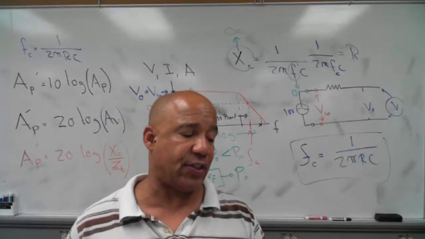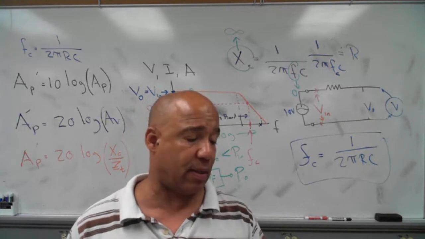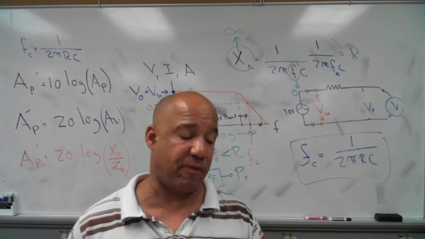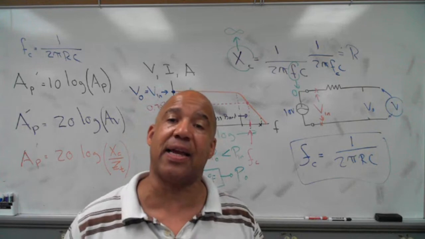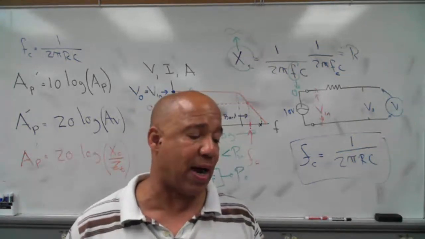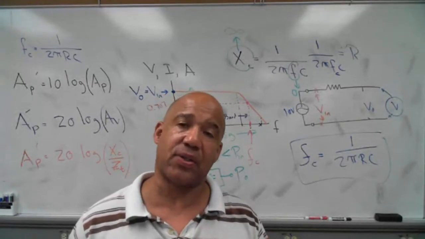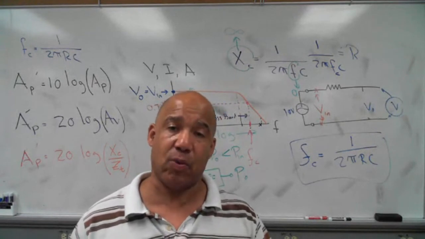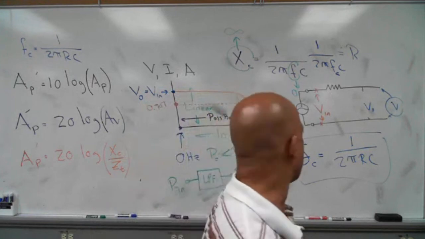Problem number 1 says, a certain amplifier has an input of 1 watt and an output of 100 watts. They want you to find the gain of the amplifier. I want the regular gain and I want the decibel gain. So if the input power is 1 watt and the output power is 100 watts, what is the regular gain and the decibel gain of the amplifier? So go ahead and see if you can do that.